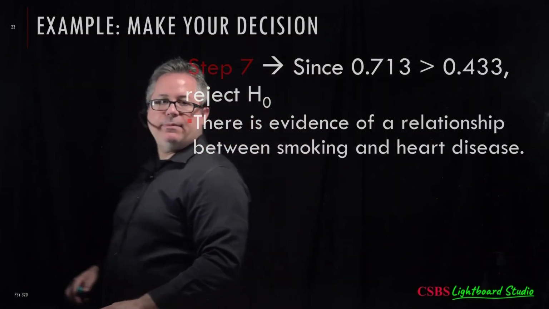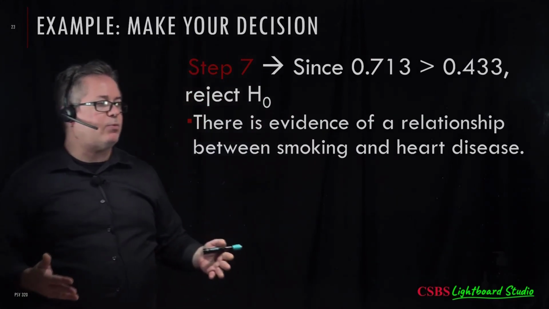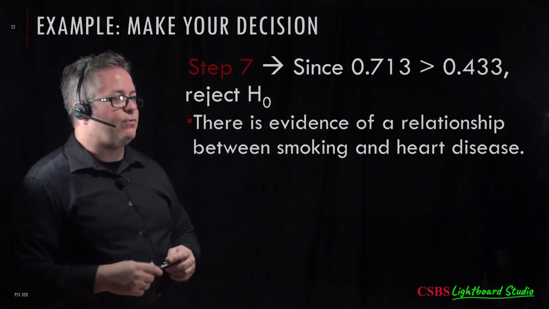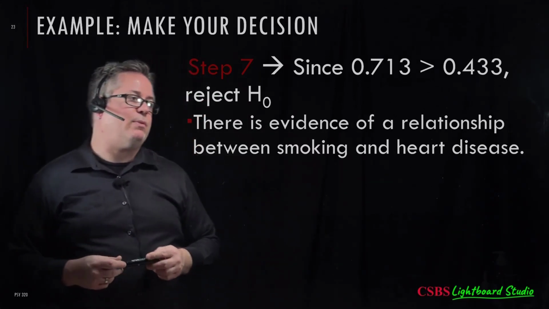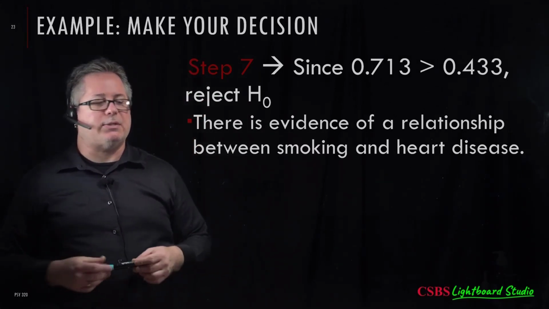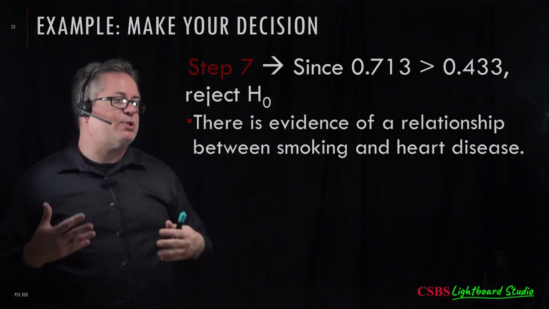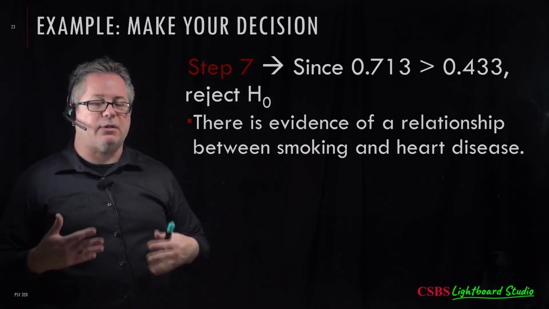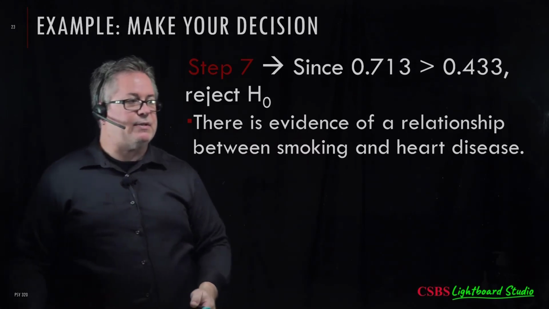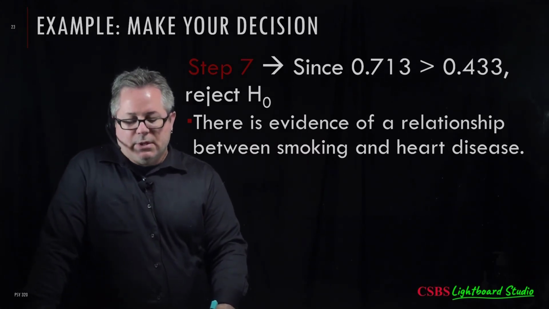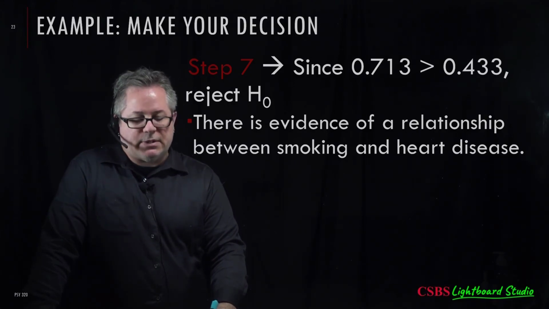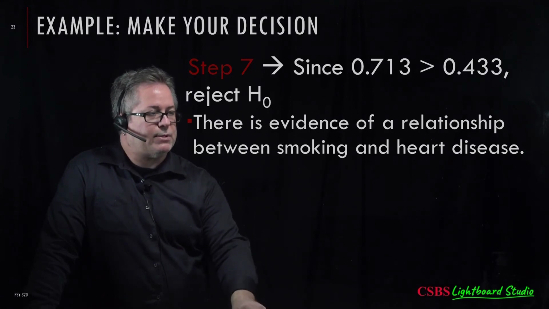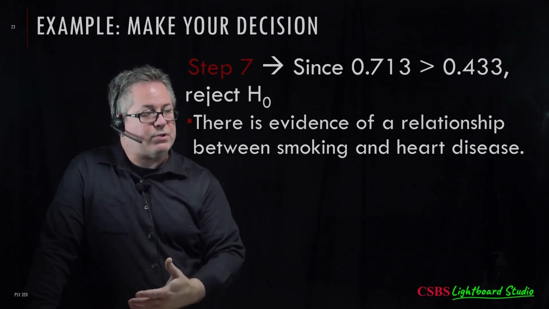So in step 7, since 0.713, our observed value, is larger than our critical value we found before, 0.433, we can reject the null hypothesis. There is evidence of a relationship between smoking and heart disease. That the relationship does seem to exist in this data. At least it does seem to point to evidence that there is a relationship between smoking and coronary heart disease deaths across these 21 countries. Okay, so that's our decision.